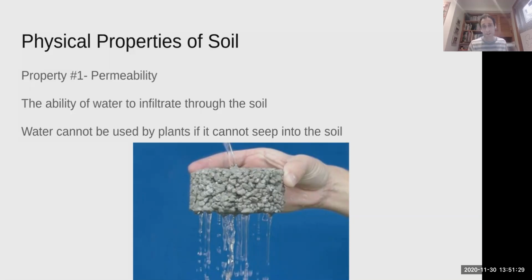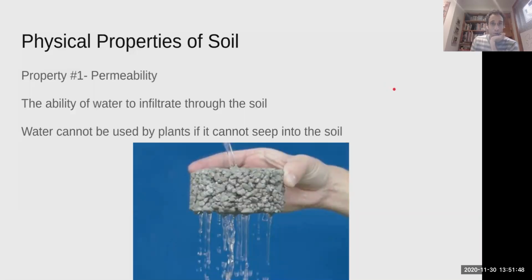So you can't have soil that's completely impermeable because water won't soak down into it, and you can't have soil that's too permeable because the water will pass right through and the plants won't be able to get it. So permeability is an important physical characteristic of soil.